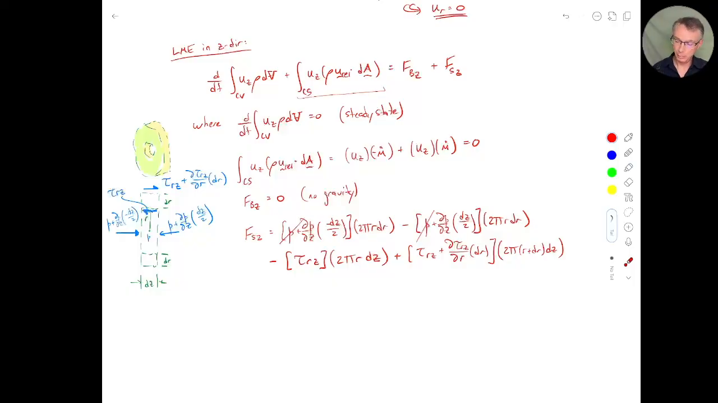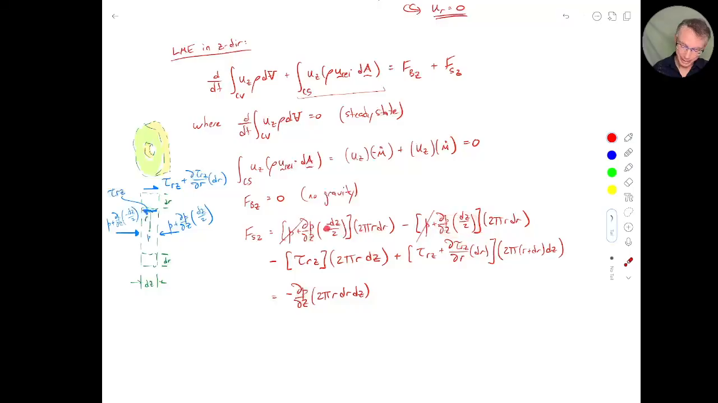So we'll do that in just a moment. In fact, let's just do it here. Let me expand out the pressure terms. That'll be minus dp dz times 2 pi r dr dz. That's what we get when we combine this term with this term.